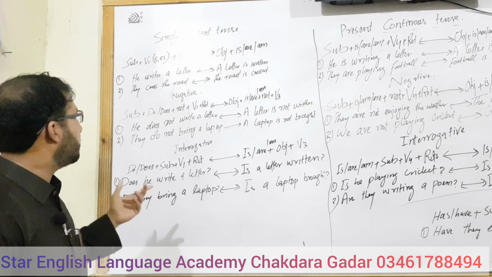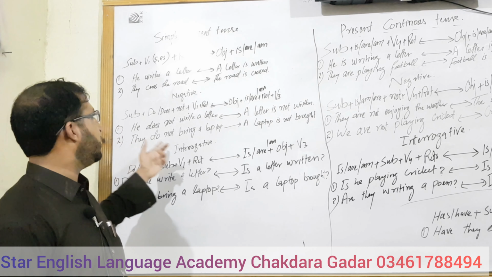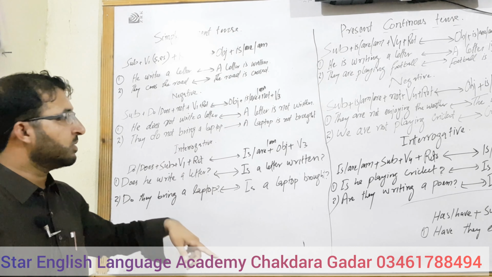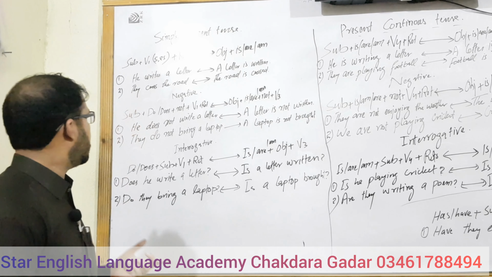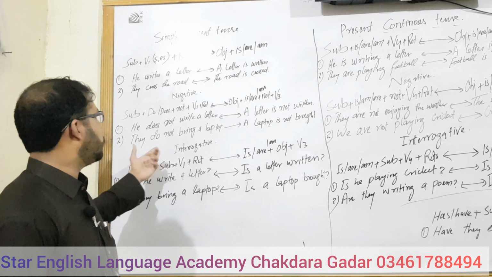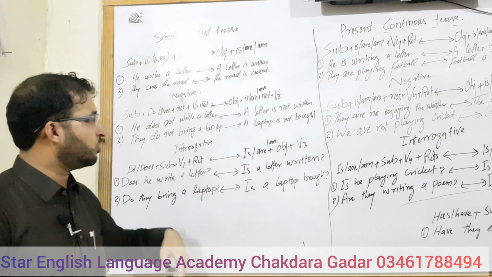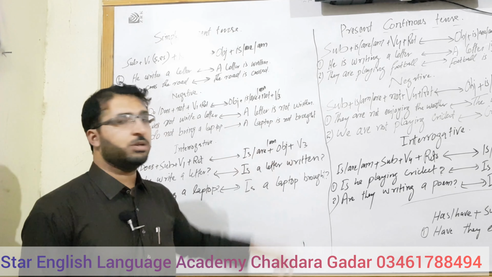So example of negative simple present tense is he does not write a letter. Their passive is a letter is not written. Another example is they do not bring a laptop. So their passive is a laptop is not brought.